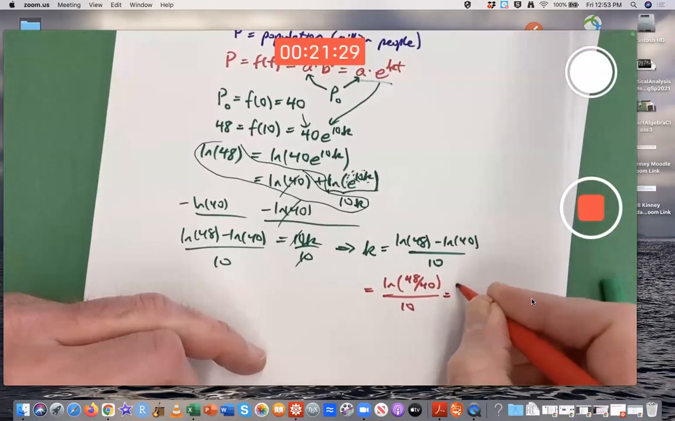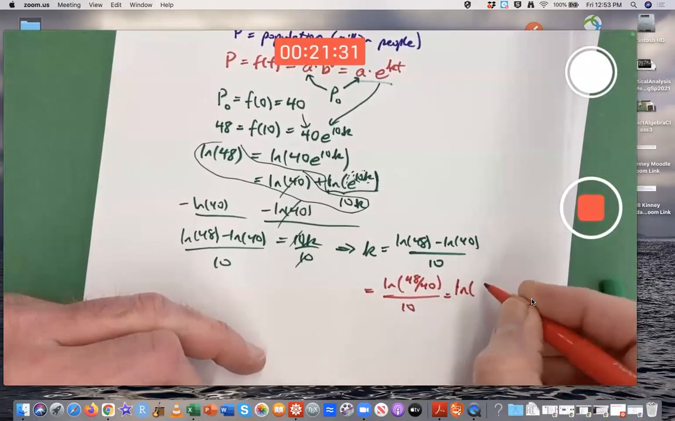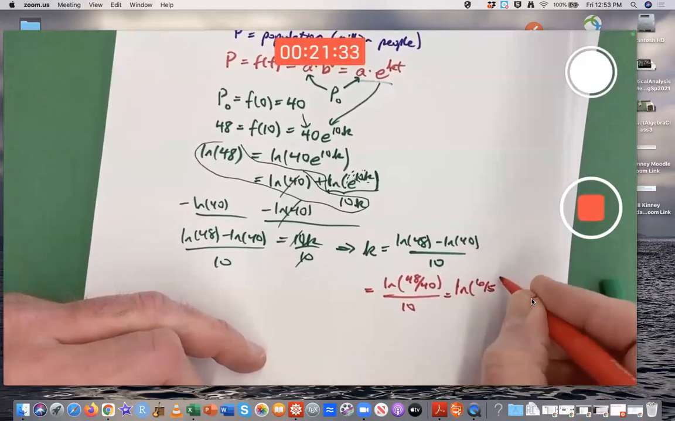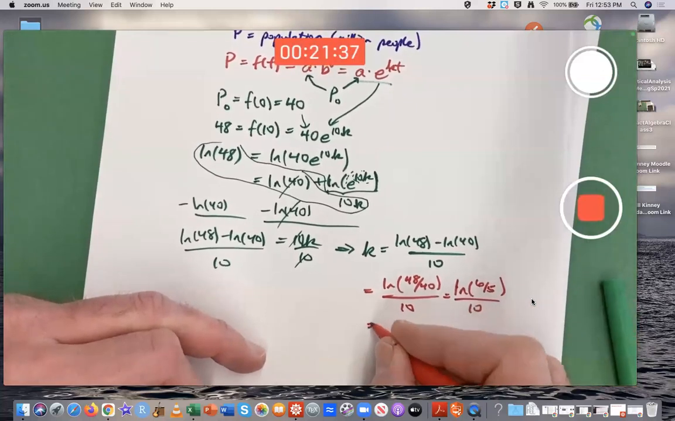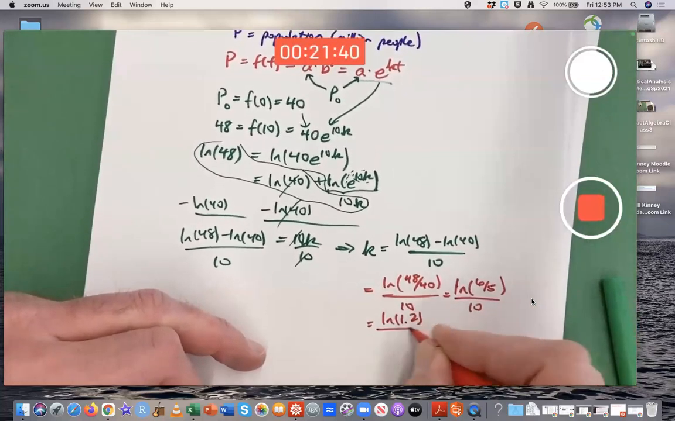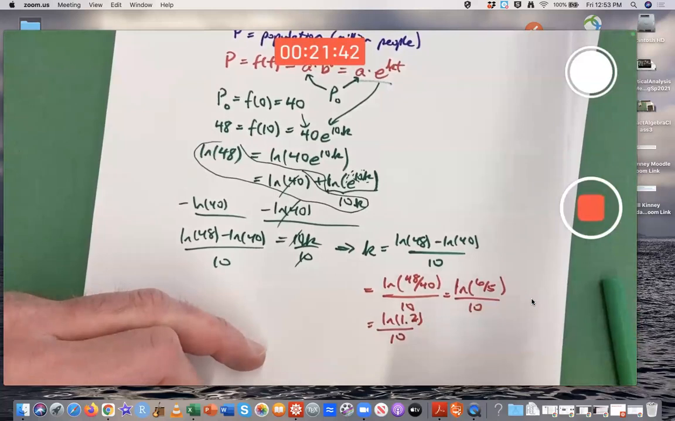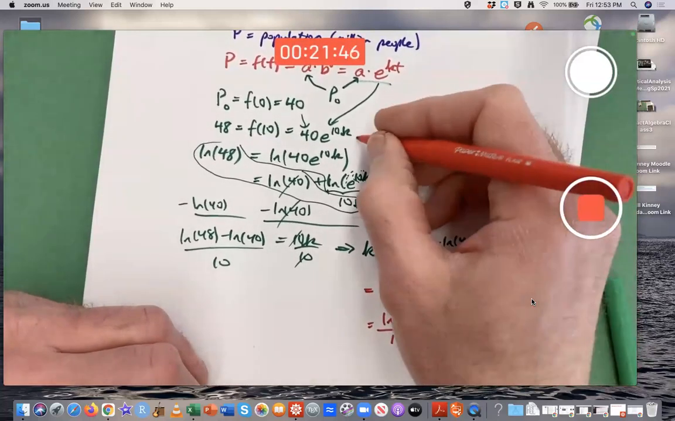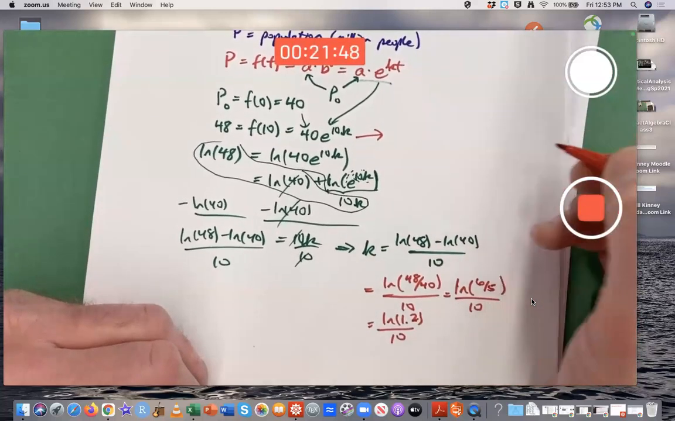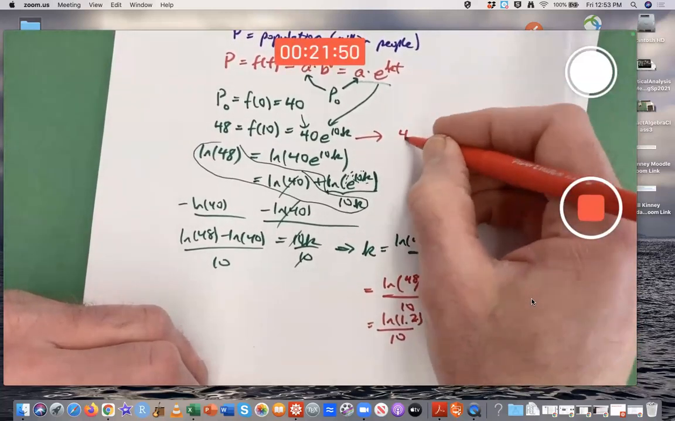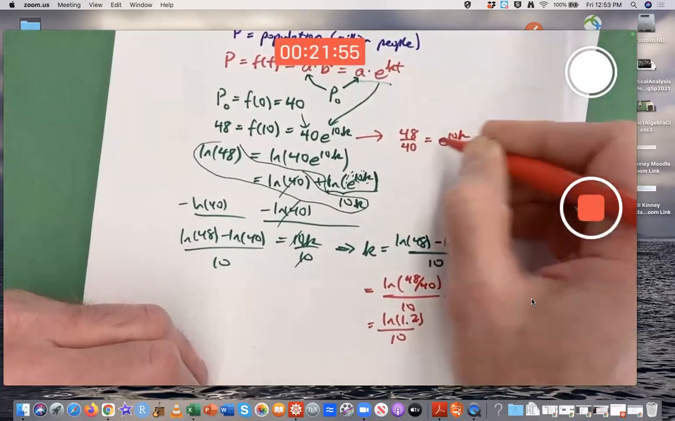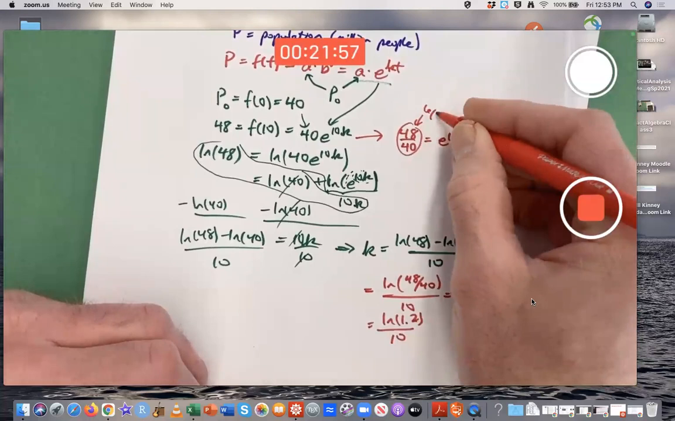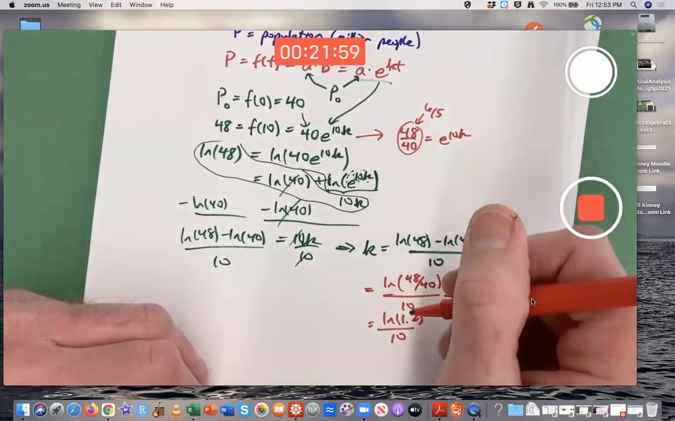48 over 40 can be reduced. It's the same as 6/5, which is 1.2. So if you got natural log of 1.2 over 10, you did it right as well. If we had divided by 40 right away, we would have gotten the same answer. Divide both sides by 40. 48 over 40 equals e to the 10k. This simplifies again to 6/5, or 1.2.